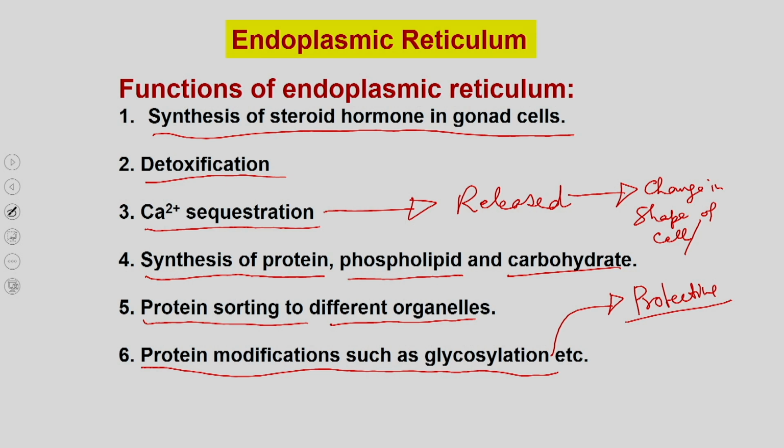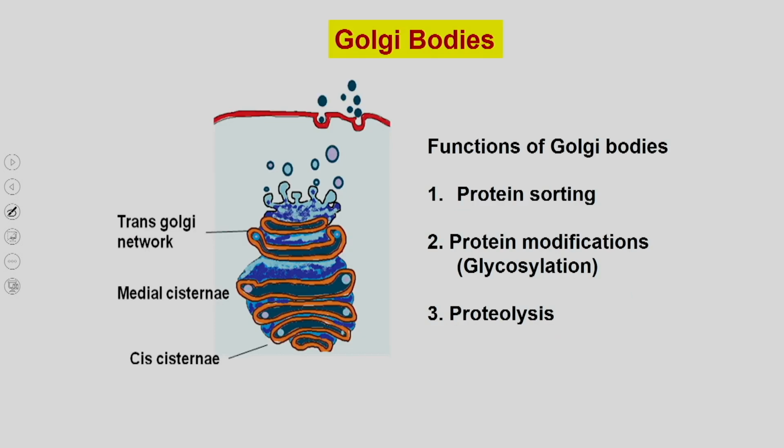Let us move on to the next organelle. The next organelle is the Golgi bodies. So, Golgi bodies is also a part of the vesicular trafficking system. The Golgi bodies is a membranous organelle where you have two regions, one is called cis Golgi as well as the other one is called the trans Golgi.